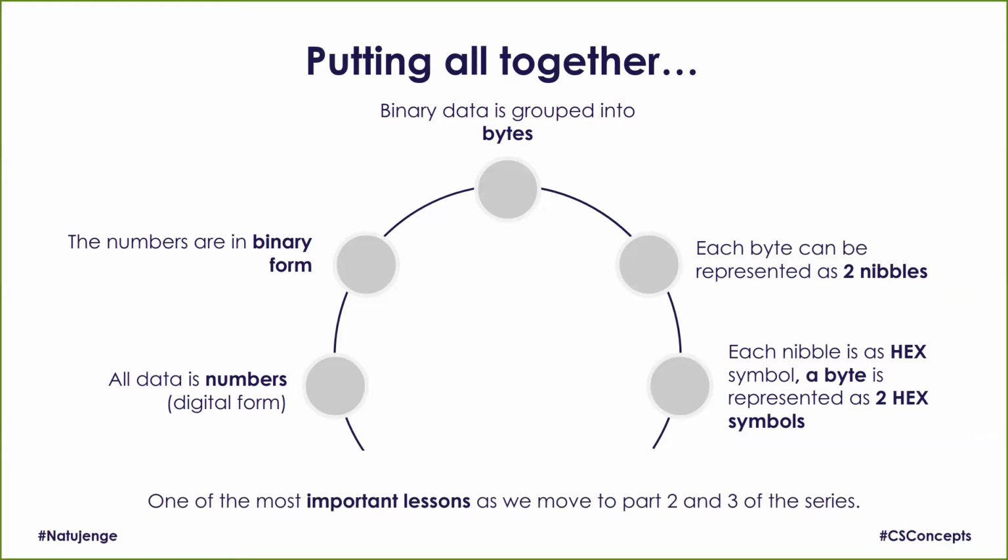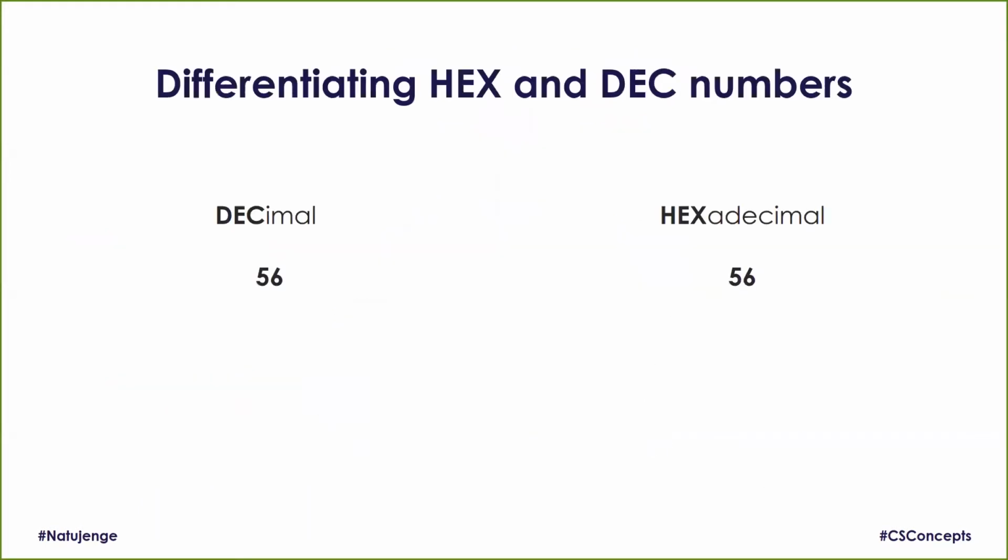And this is one of the most important lessons as we move to the second and third sections of this series. Before I tell you why we are covering all these things, allow me to help you differentiate hex and decimal numbers. Sometimes you'll find that 56 is a valid decimal number and 56 is a valid hexadecimal number.